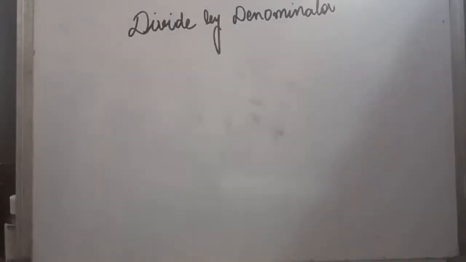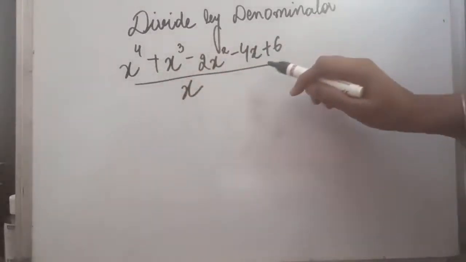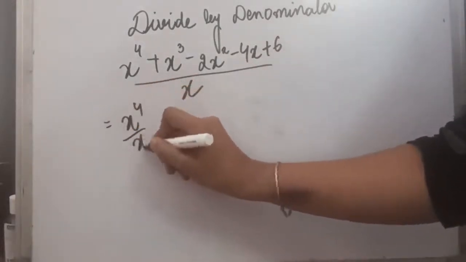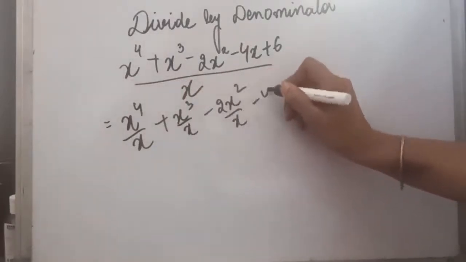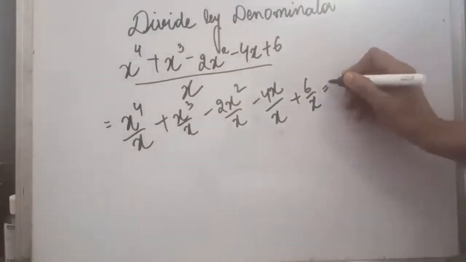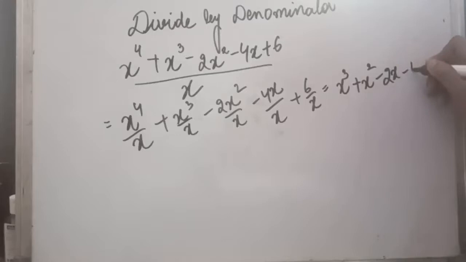There can be another type of questions when you have to divide by the denominator first to the numerator. Now in this example, before proceeding for the differentiation, we will have to divide the entire numerator by the denominator x. So how we can write it? x power 4 upon x plus x cube upon x minus 2x square upon x minus 4x upon x plus 6 upon x. So solving this, it will be x cube plus x square minus 2x minus 4 plus 6x power minus 1, because below it was positive 1, so now it will become minus 1.